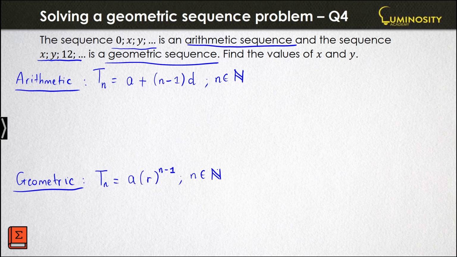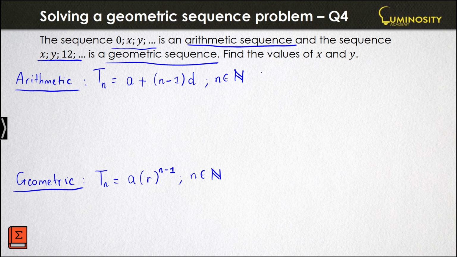All right. So if we can work out the general term for each sequence, then we might be able to find the values for x and y that satisfy both of these sequences. So the values of x and y that we find have to satisfy both the arithmetic sequence and the geometric sequence. Okay, it can't just satisfy one and then not the other, because these x and y values are the same in both sequences. So let's have a look at the first one, the arithmetic one.